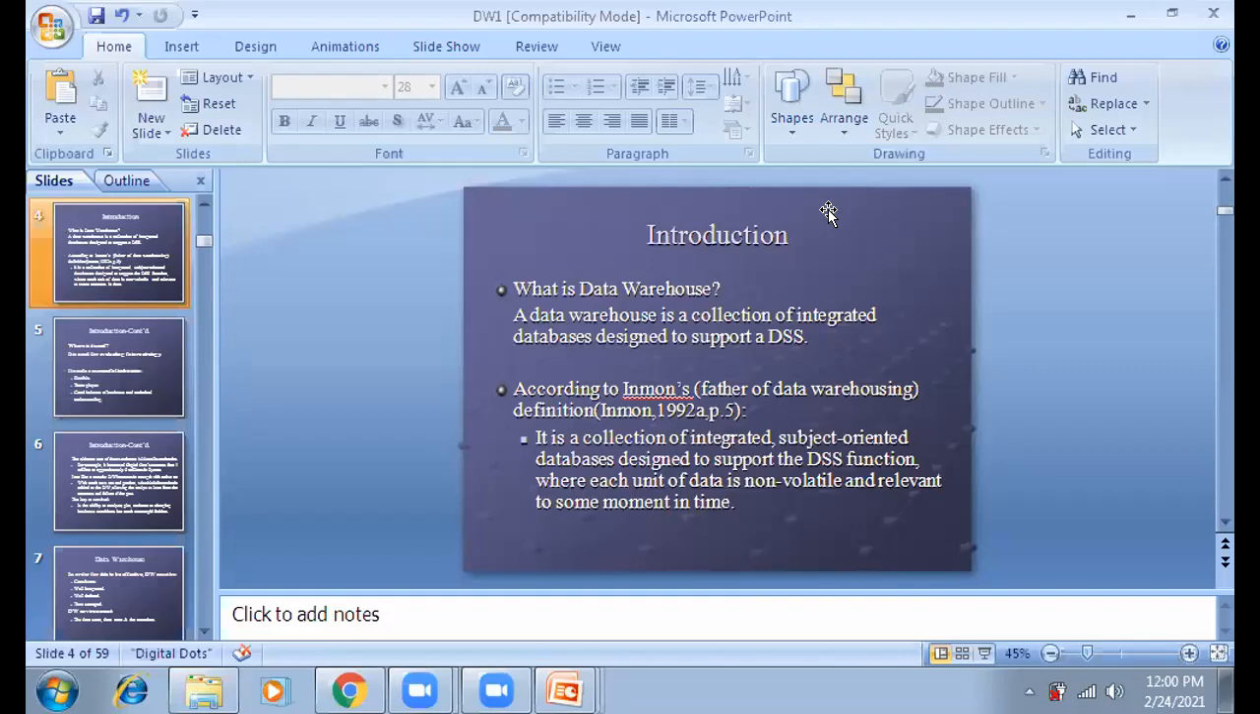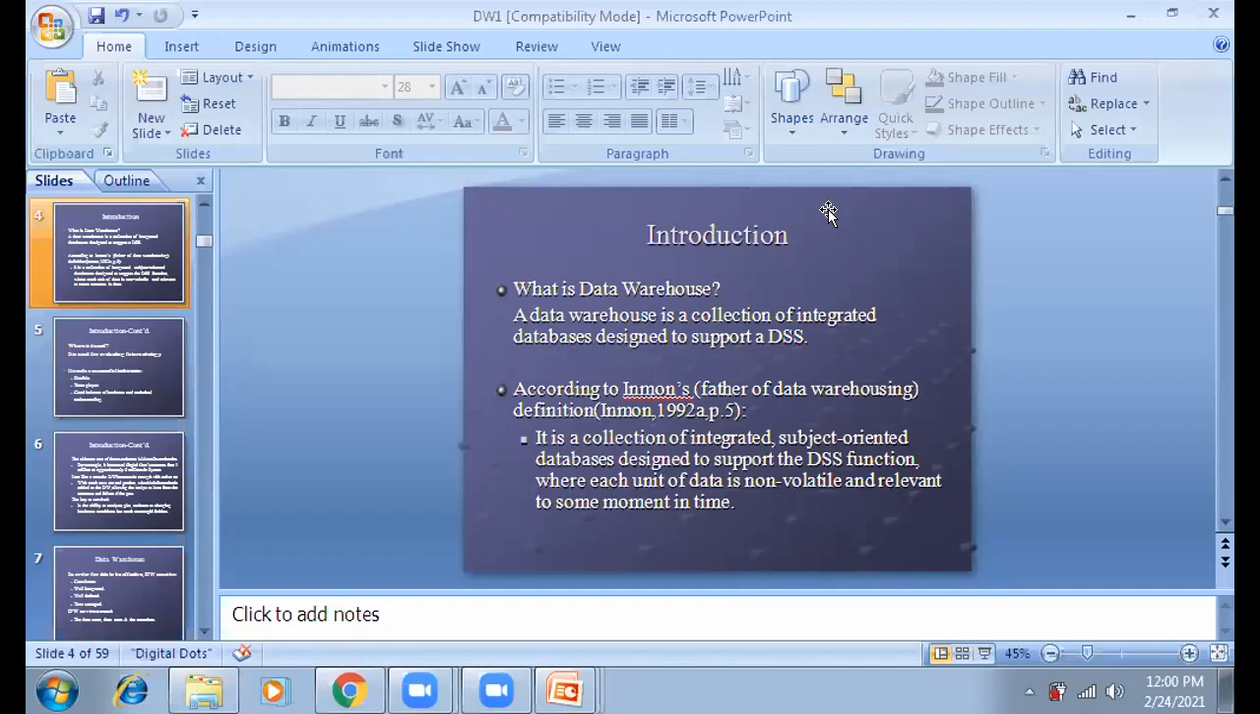Operational databases or Oracle DBMS are handled by general IT professionals, but data warehouses will be handled by some skilled members, like knowledge workers or managers or executives or data analysts. So this is the major difference between a data warehouse and your operational database system.